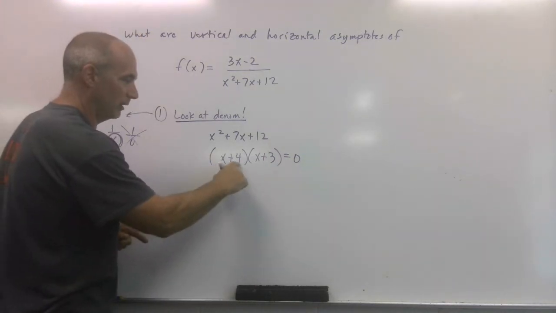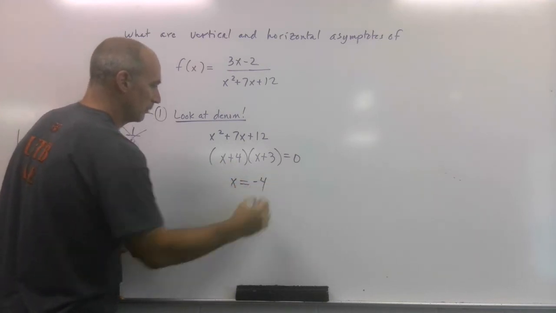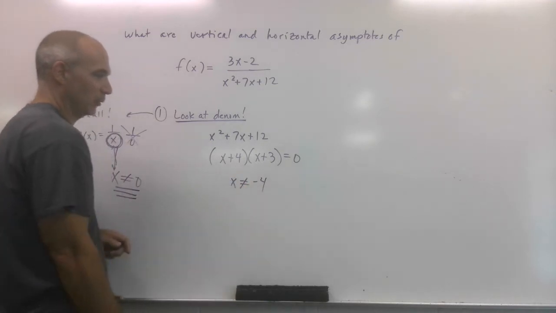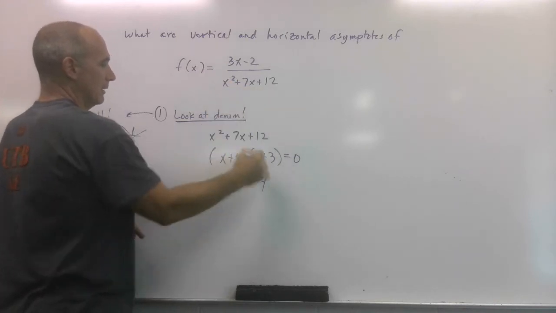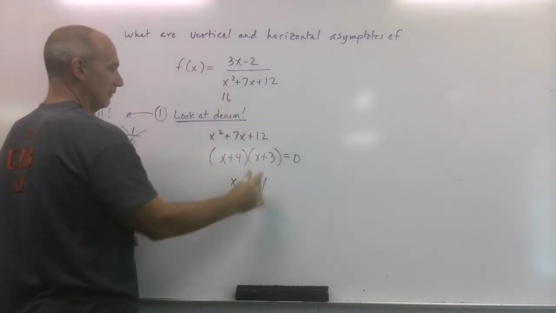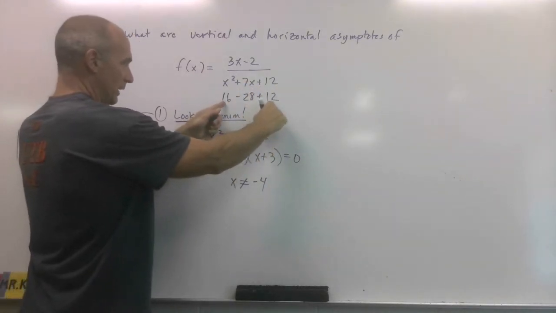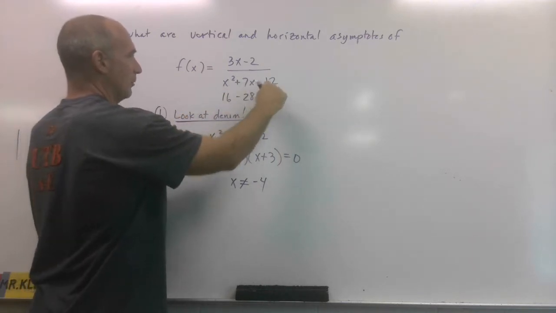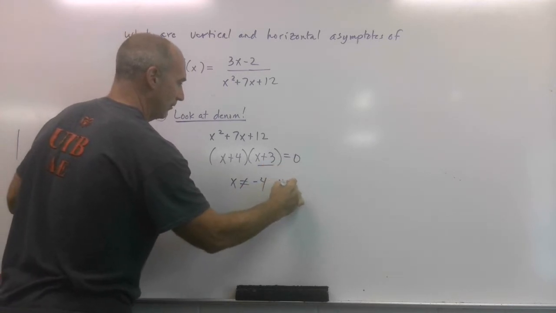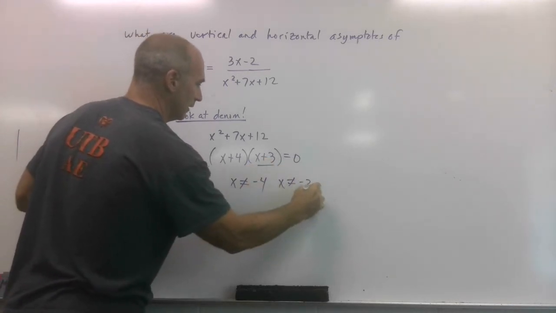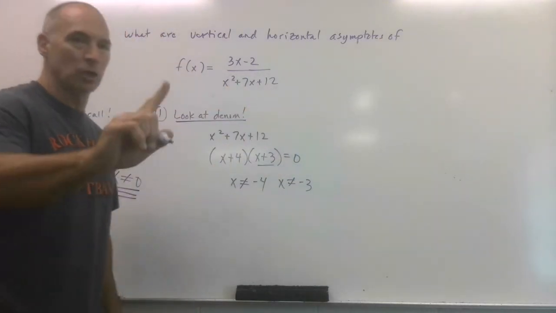Because what plus 4 would cause this to be 0? Negative 4. So x can't equal negative 4, because that would cause this to be 0. If I plug it in there, I'd get negative 4 squared is 16. 7 times negative 4 is negative 28 plus 12. 28 minus 28 would cause the denominator to be 0. So it's like, nope. But then we also have x cannot equal negative 3. Now, I'm not going to take the time to plug it in. You can, but you'll get a 0 down here, and that's a big no-no.